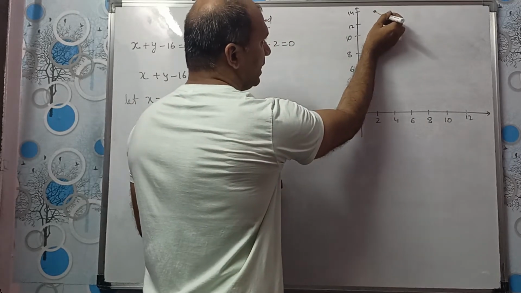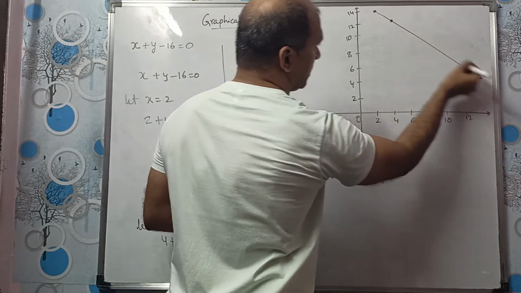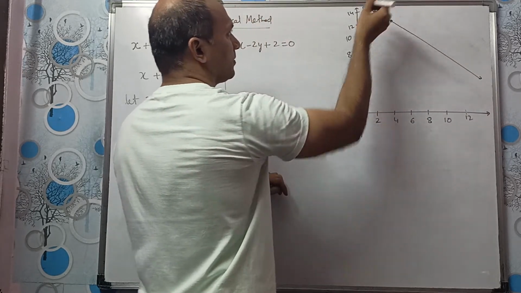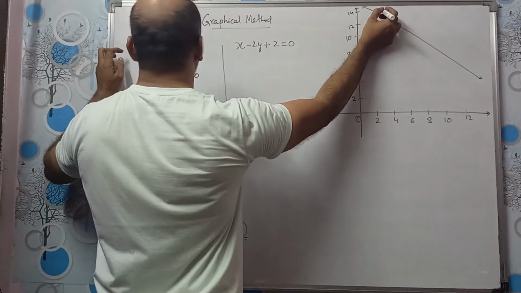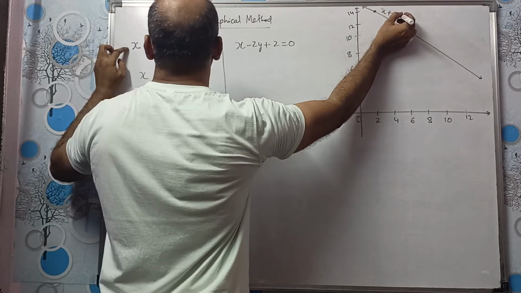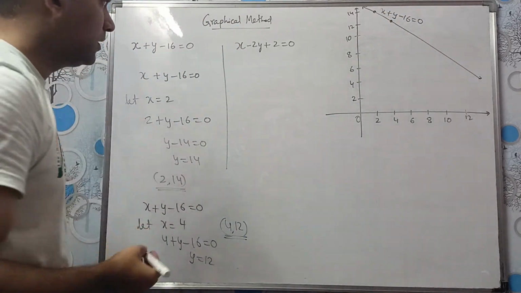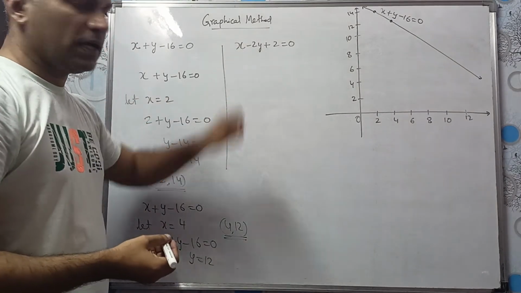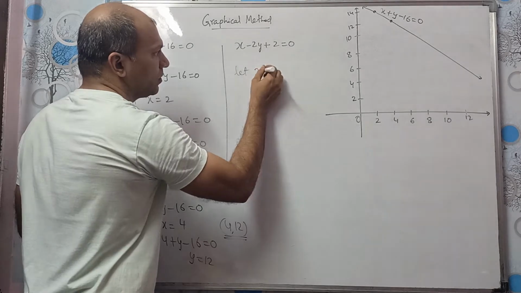Now take a scale and join these 2 points and extend this. Okay, extend this. Alright. This is the equation of what? It is x plus y minus 16 is equal to 0. Okay. Let us draw the graph of this. Let us take different values of x now. Let us take x equal to 0.